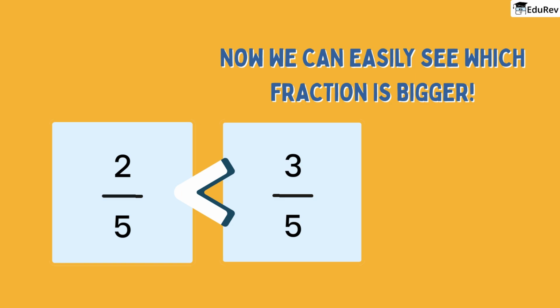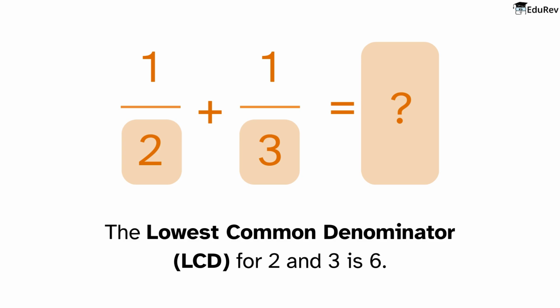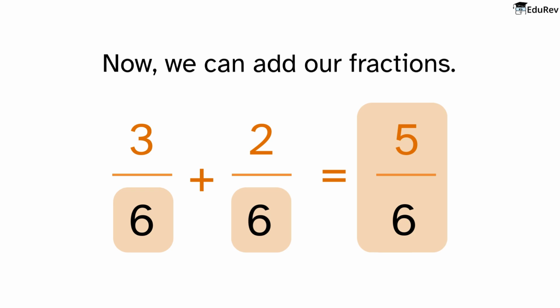Once we know how to compare fractions, the next step is to perform operations like addition and subtraction. In like fractions, add numerators. Example, 2 ninths plus 3 ninths is equal to 5 ninths. In unlike fractions, make denominators the same. Example, a half plus 1/3. LCM of 2, 3 is equal to 6, a half is equal to 3/6, 1/3 is equal to 2/6. So 3/6 plus 2/6 is equal to 5/6.